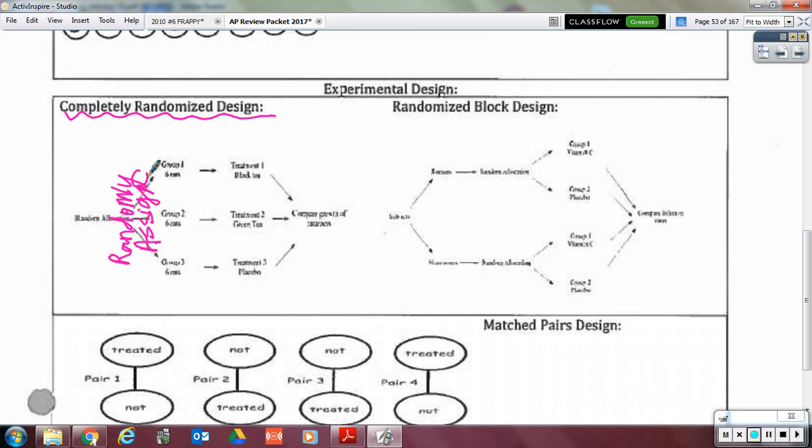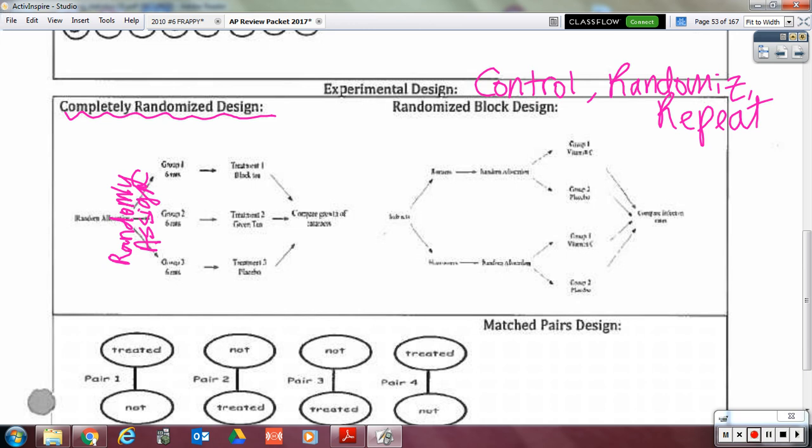Now, what are the three principles of experimental design? You make an experiment. What do you do? Control, randomize, repeat. And then randomly assign to the treatment group so you can claim a cause and effect.